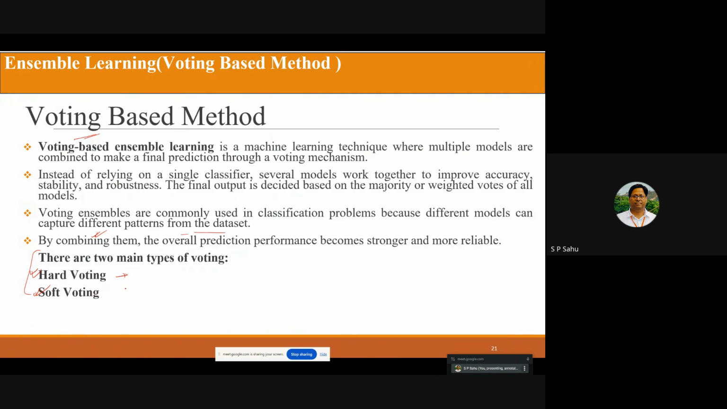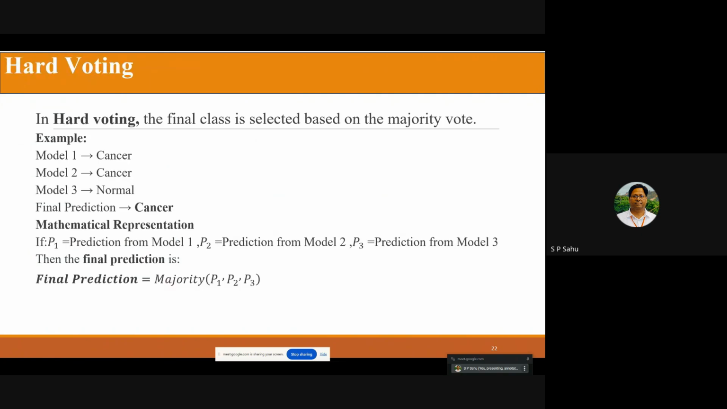One is hard voting and another is soft voting. Hard voting means a 0 or 1 situation, and soft voting is based on a probabilistic approach, or probability. So we'll discuss this on the next slide.